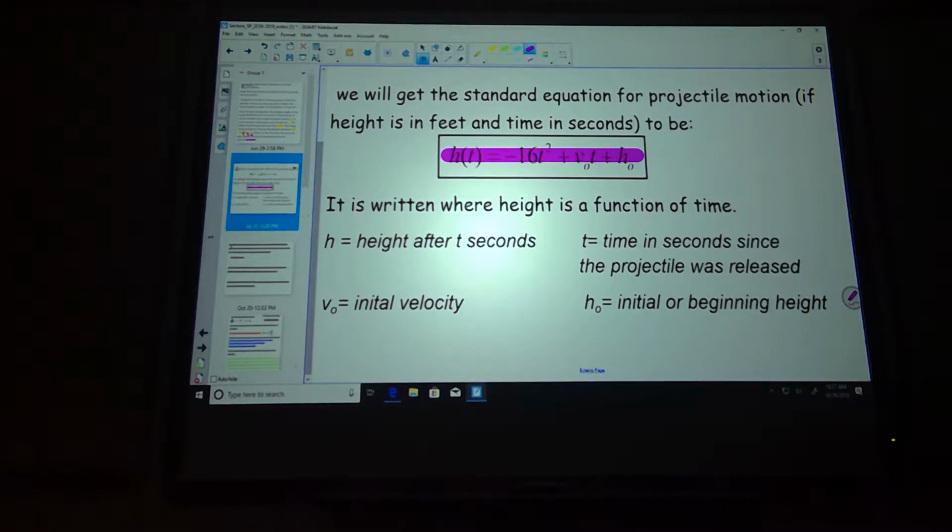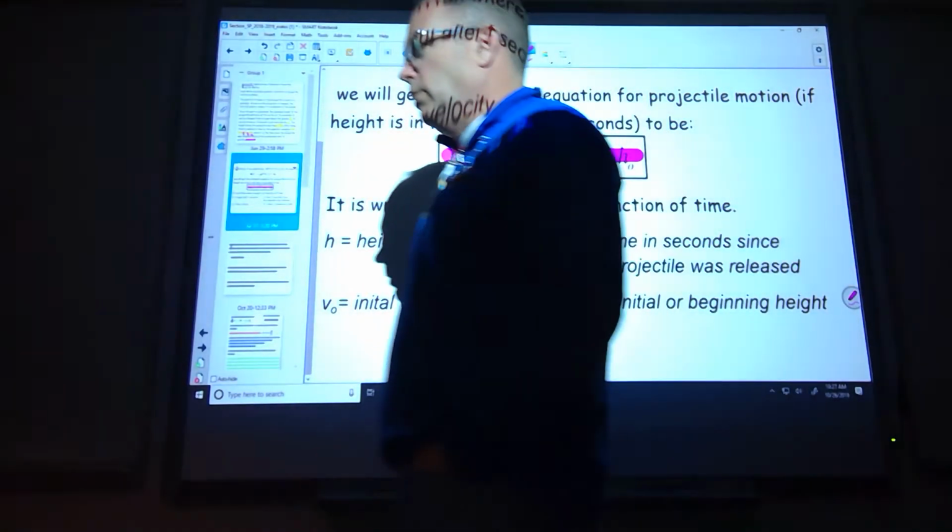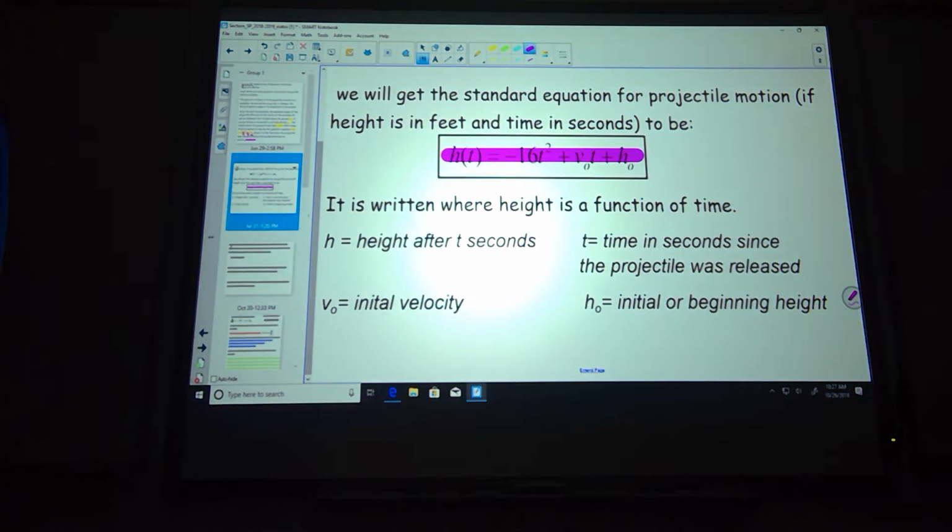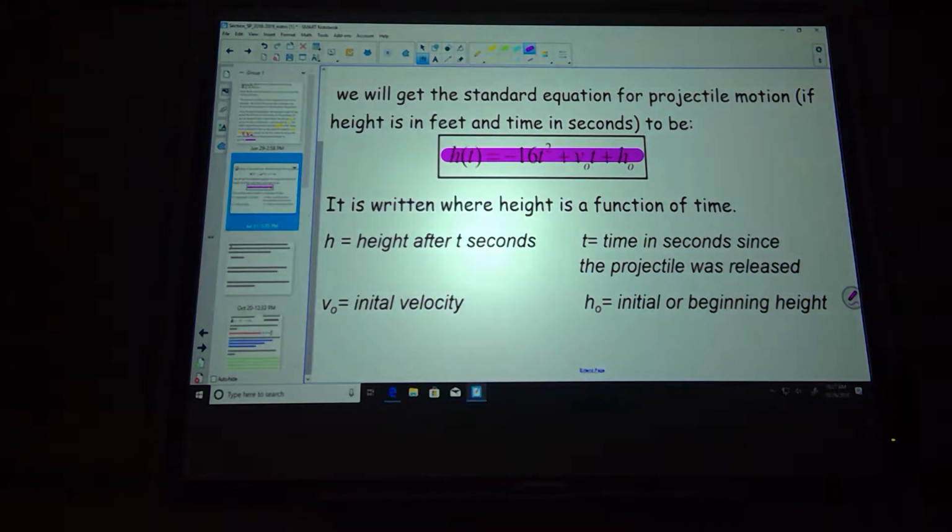And if you were to start underground, let's say you're standing in a pit and you decided to throw something upward, your initial height is negative. Okay? So is everyone kind of following what we're doing? Can everyone see why this is a quadratic? What stands out up there to make it quadratic? It's squared. That's the only thing that makes it a quadratic.